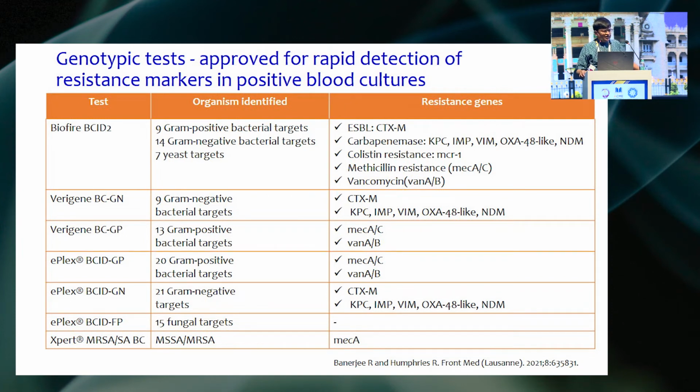We don't have a system for a rapid AST. You have the Vitek system for AST, but it takes about 48 hours. You inoculate the same Vitek bottle, and it gives you the organism identification and sensitivity, which takes up to 48 hours. So you need to wait for that time if you want the sensitivity.